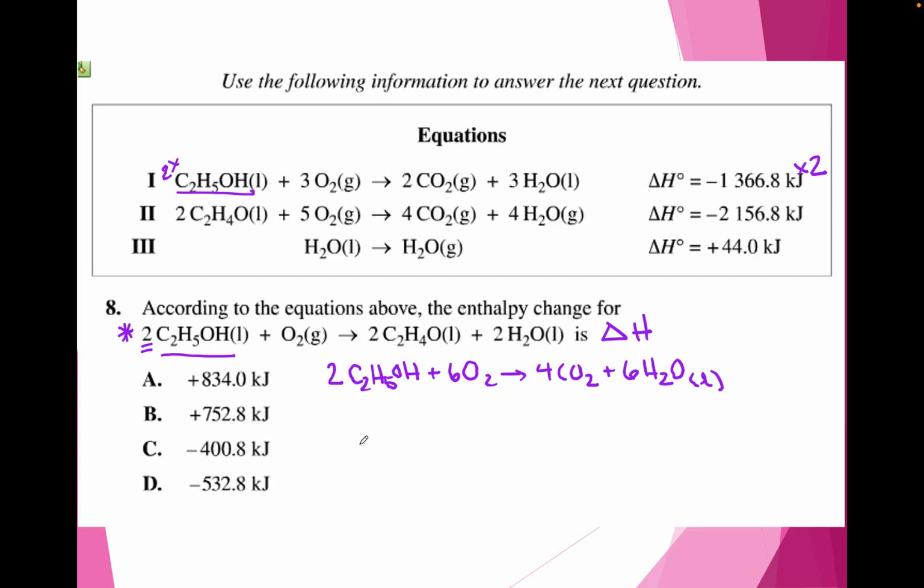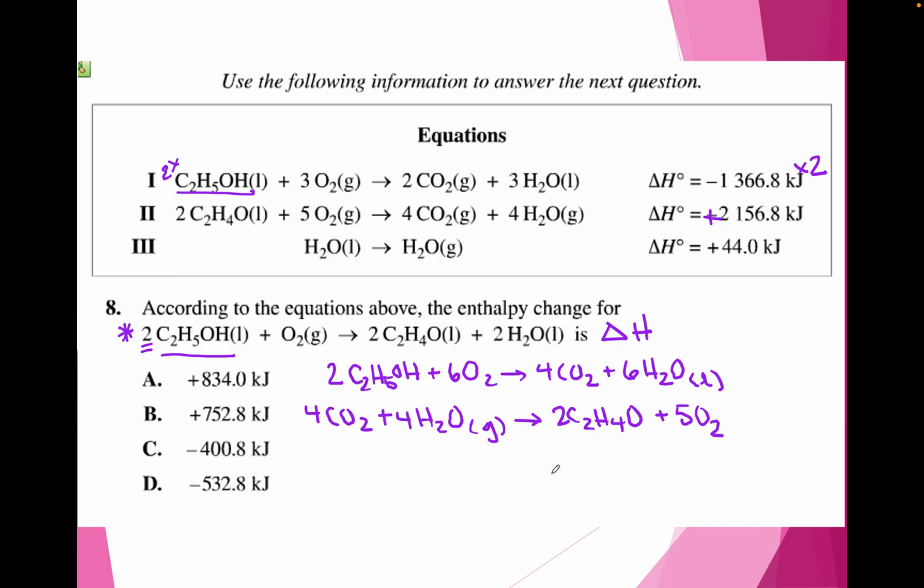Now I'm taking a look at that second equation, and one of the things I want to notice is in equation 2, my C2H4O is a reactant, but I need it as a product in my target. So equation 2, I want to completely flip. So I'd have 4 CO2 plus 4 H2O as a gas to give you 2 C2H4O plus 5 O2. And then because I flipped it, that means this sign is now positive. And I didn't do anything else to it.